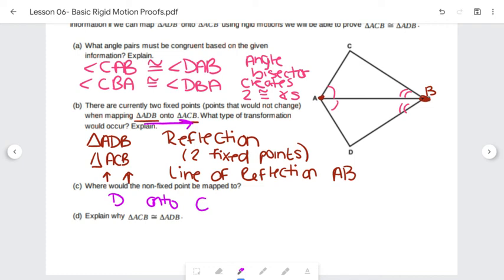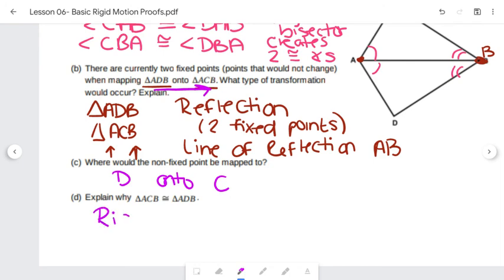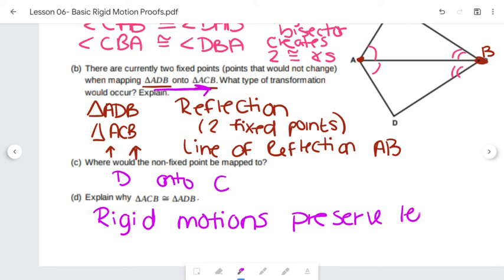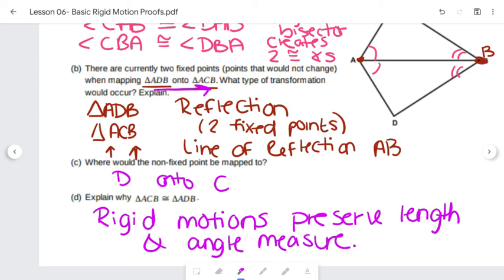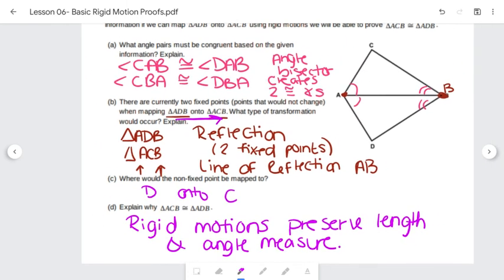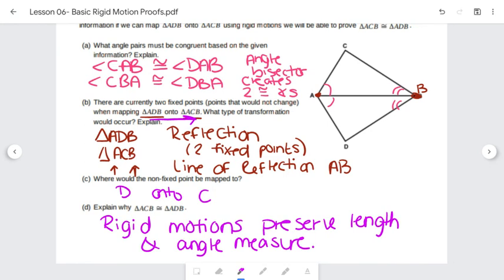And if we want to explain why these triangles are congruent, well, think about what a reflection is. The whole point of this unit, what we keep referring back to, is our rigid motions. And we know rigid motions, like a reflection, preserve length and angle measure.